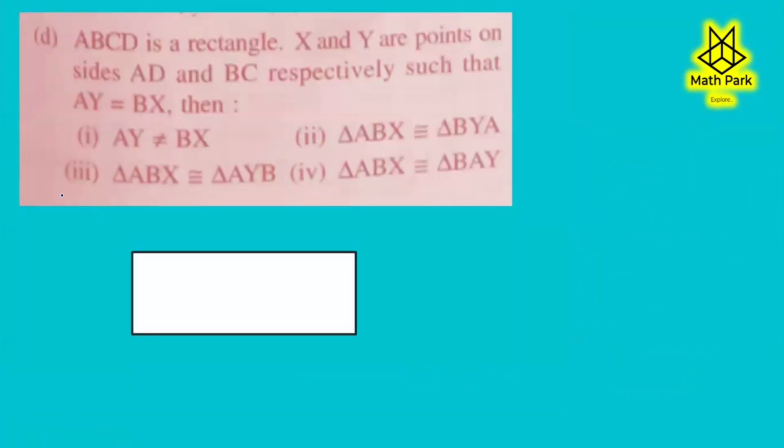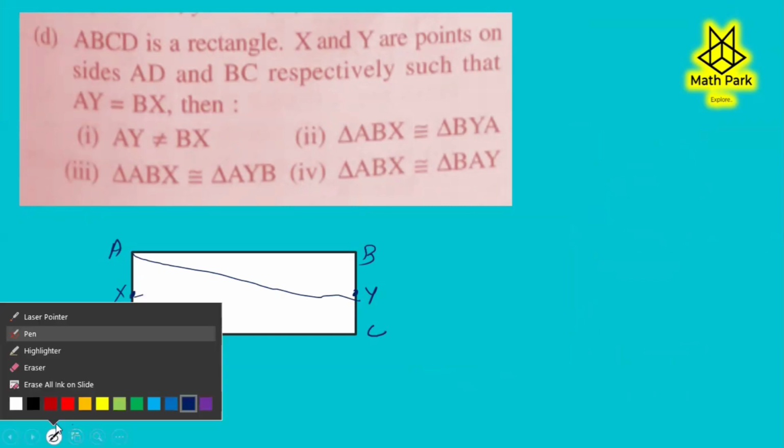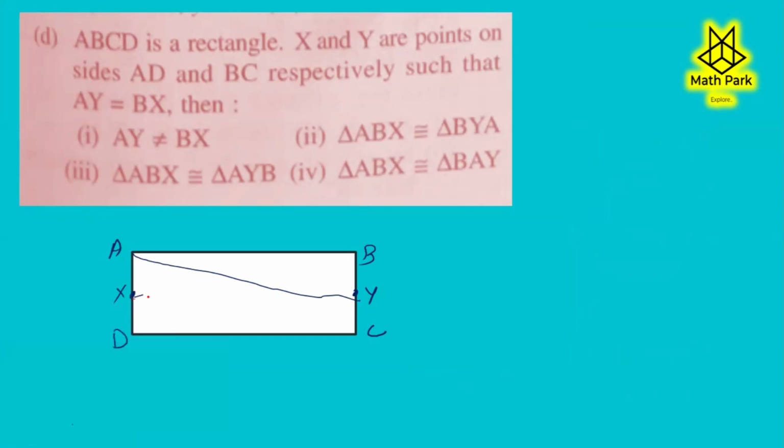Next part, in rectangle ABCD. You have ABCD is a rectangle in which X and Y are the points on AD and BC. So X is the point on AD and Y is the point on BC such that AY is equal to BX. These two things are given to you.